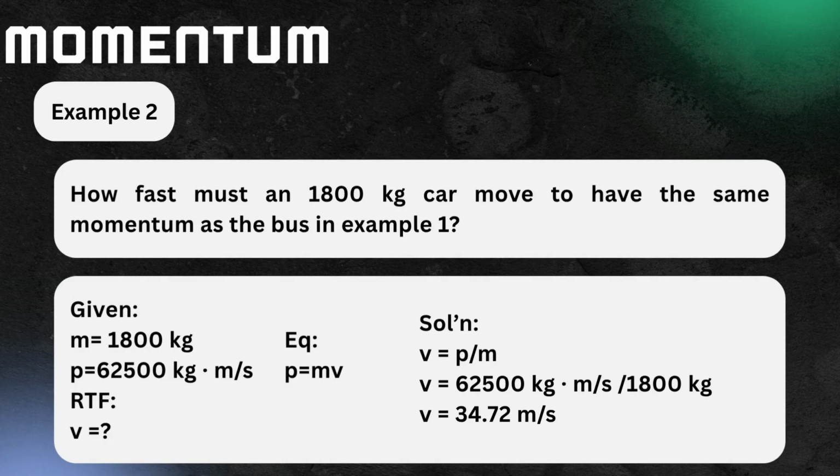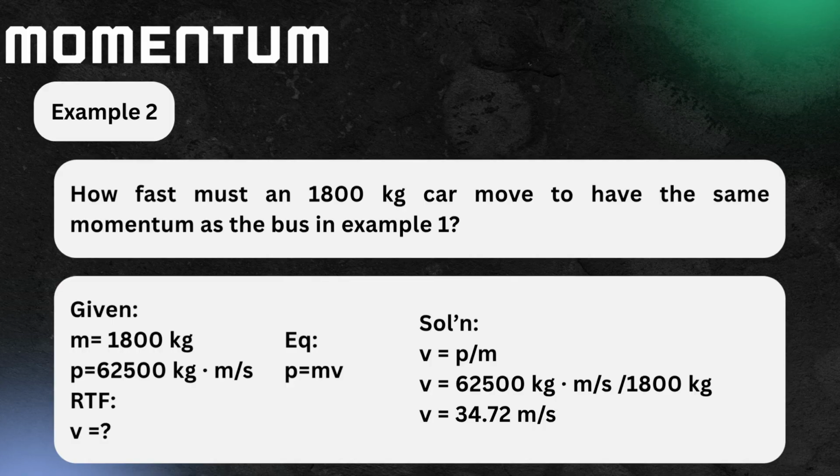Example number 2. Here, we want to find out how fast an 1,800 kilogram car must travel to achieve the same momentum as the bus from our previous example. Let's break down the solution. We know the car's mass is 1,800 kilograms, and the target momentum is 62,500 kilogram meter per second. By using the equation P is equal to mv, we can rearrange it to solve for the velocity. Then we have a working equation: v is equal to P over m.